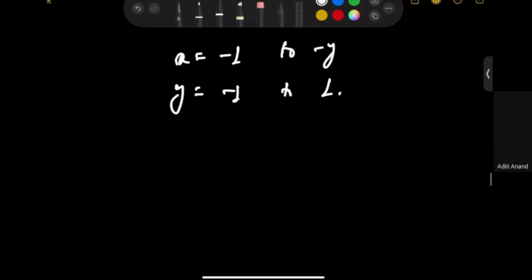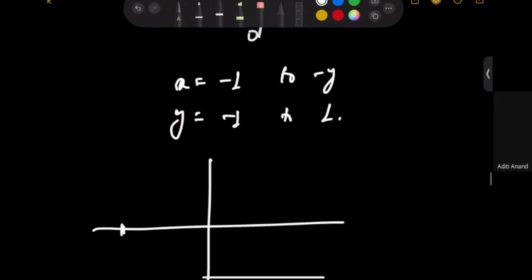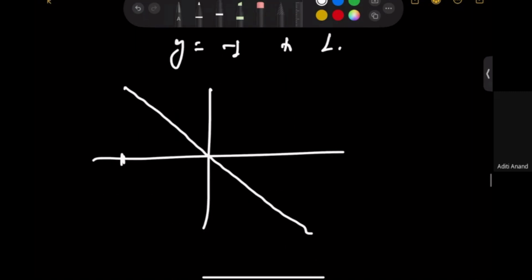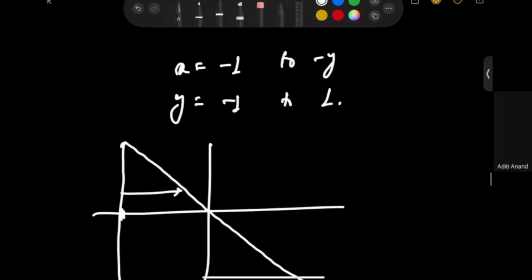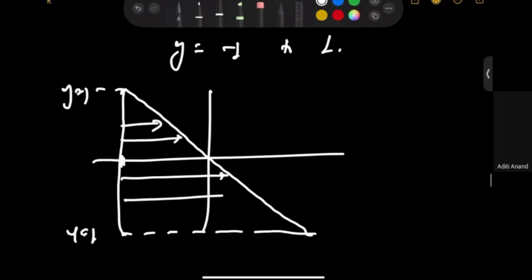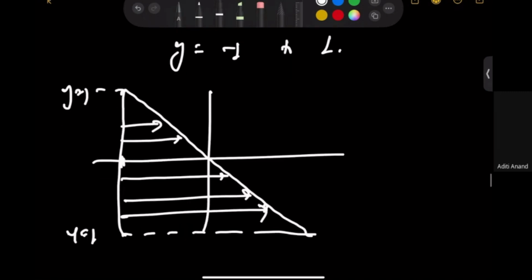So x goes from... let me look at the figure. X goes from -1 to -y. X equal to -y would be like this. So x goes from this one to this one, right? And y goes from -1 to 1. So you're first integrating it exactly over this region, right? Exactly. That is correct.